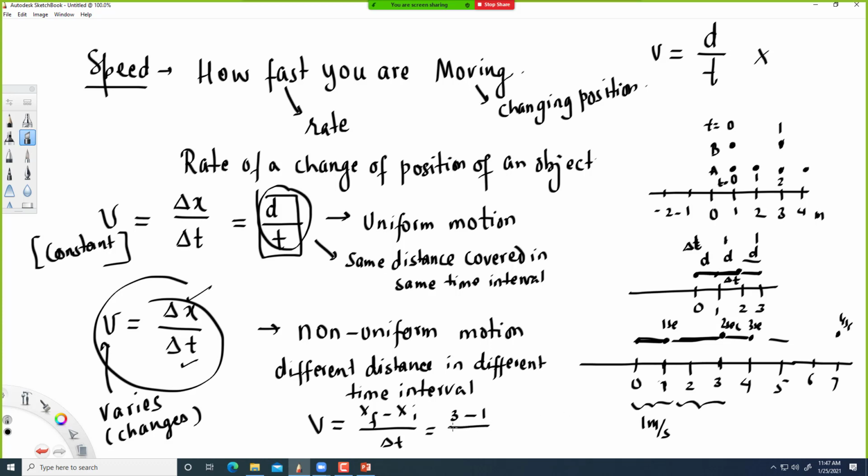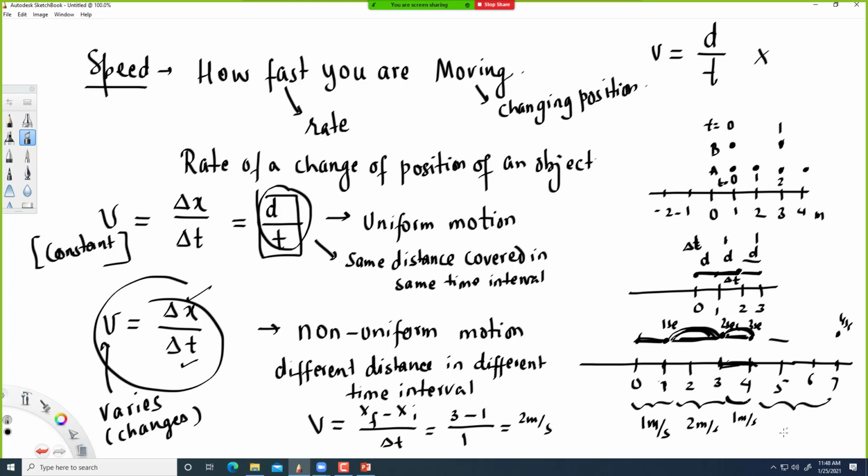And what's the time interval from 1 to 3? 1 second. So from here to here is 1 second. The total time from here to here is 2 seconds, but this is just 1 second. Each interval of this is 1 second. So that is 2 meters per second. Likewise, from here to here, it's again 1 meter per second. Change in position over time.